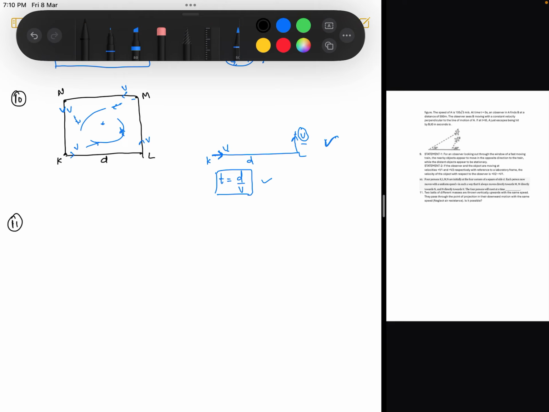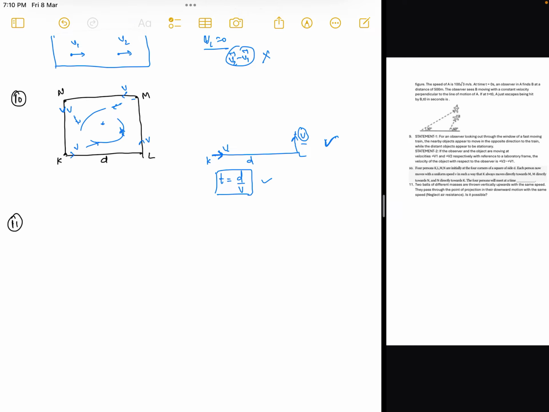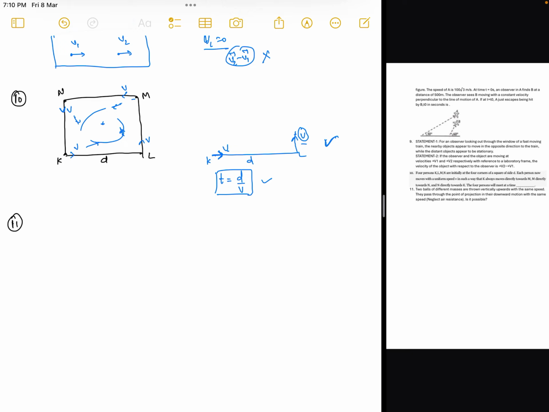Now question 11. Two balls of different masses are thrown vertically upwards with the same speed. They pass through the point of projection in their downward motion with the same speed. Neglect the air resistance. Is it possible?